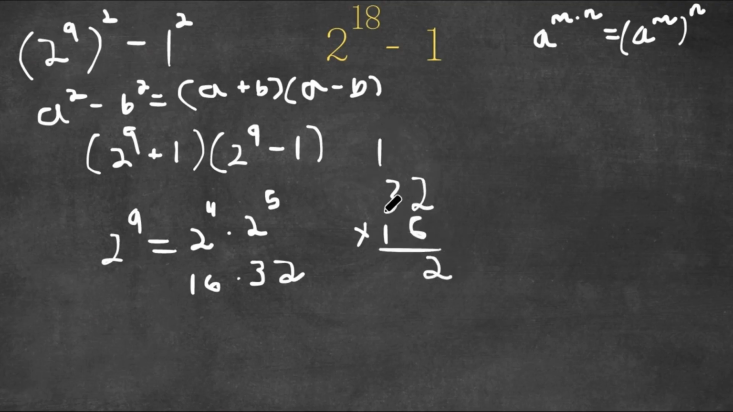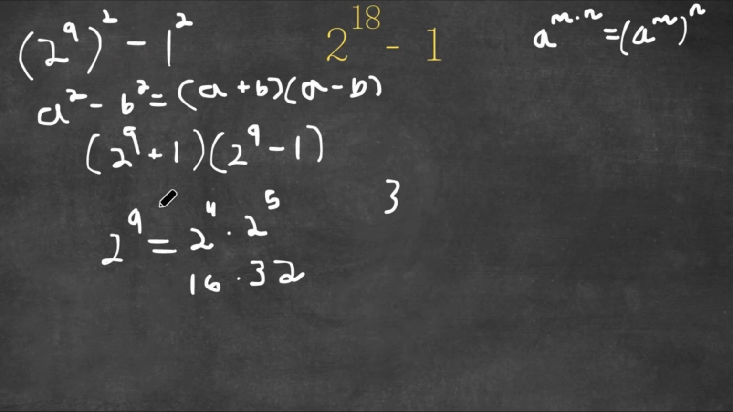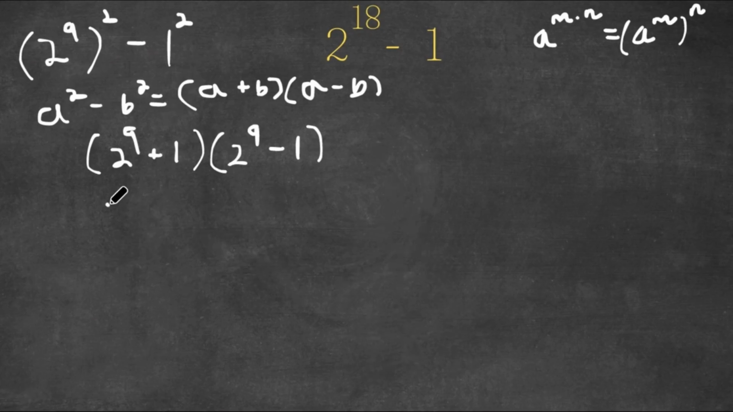6 times 2 is 12, carry the 1. 6 times 3 is 18, 18 plus 1 is 19. Then 0, 1 times 2 is 2, and 1 times 3 is 3. So now we're going to add this. 2 plus 0 is 2, 9 plus 2 is 11, and 3 plus 1 is 4, 4 plus 1 is 5. So we get 512. So that is 2 to the power of 9. So now we have 512 plus 1, which is 513, times 512 minus 1, which is 511.